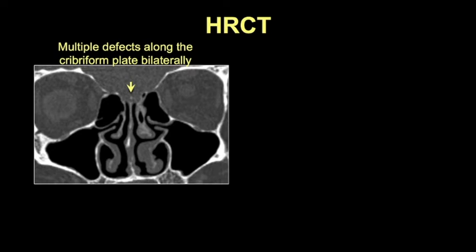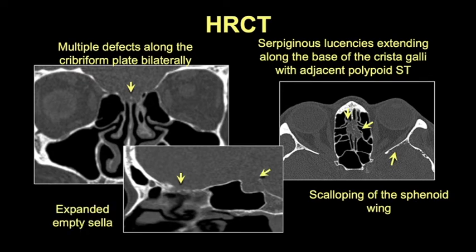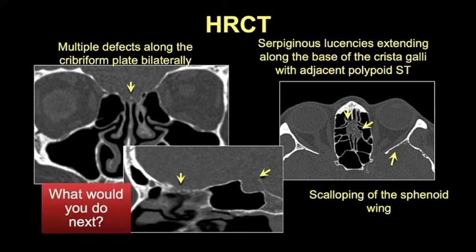Well, we should start with a thin section CT through the sinuses, which in this case showed multiple defects along the cribriform plate bilaterally, along with serpiginous lucencies that extended along the base of the crista galli and roof of the nasal septum bilaterally with adjacent polypoid soft tissue in the olfactory recess, along with some features of underlying IIH with scalloping of the lesser sphenoid wing and an expanded empty sella. So what would we do next?